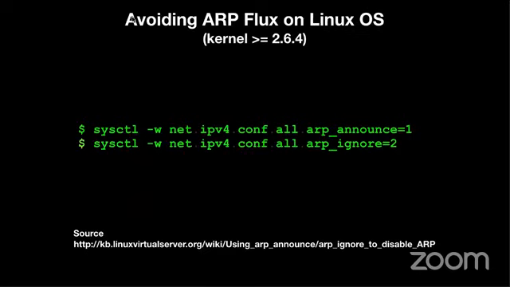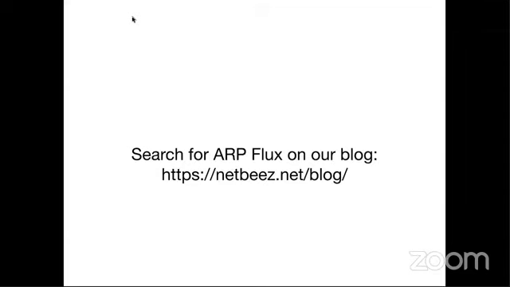Now, I'm sure this is a little complicated, so I also included here on this slide, maybe take a screenshot, or we'll also post this link on our Facebook page under this video. If you want to get more information about these two commands, check out that wiki page on the linuxvirtualserver.org website. And also, I wrote a couple of weeks ago on our blog, netbees.net/blog, an article about ARP Flux explaining this behavior. Just go to our blog, search for ARP Flux, and you get the blog post.